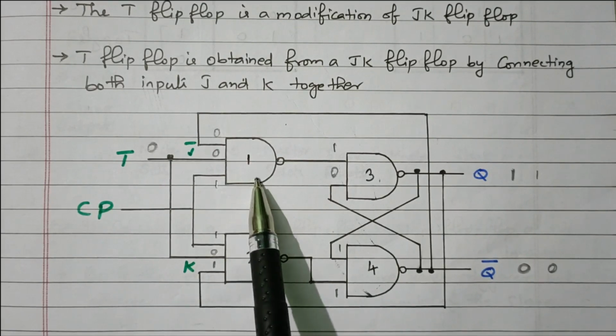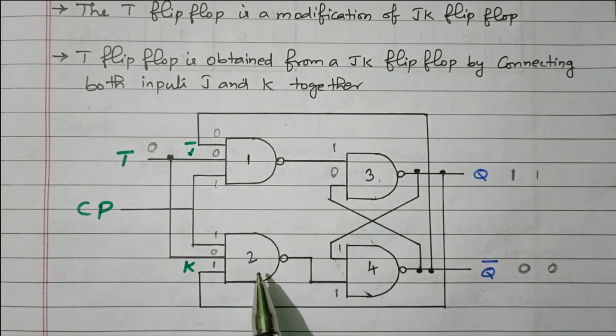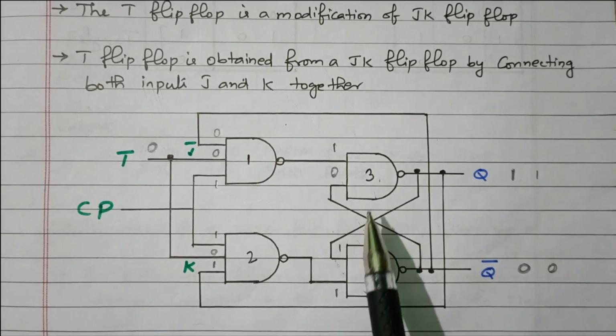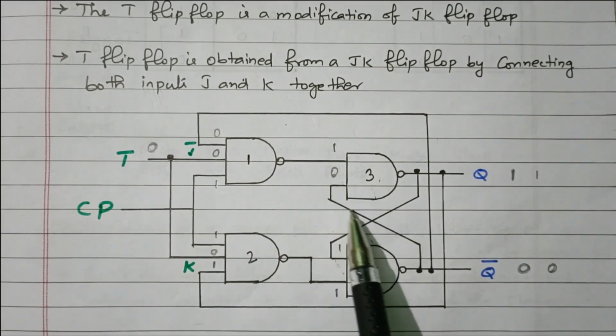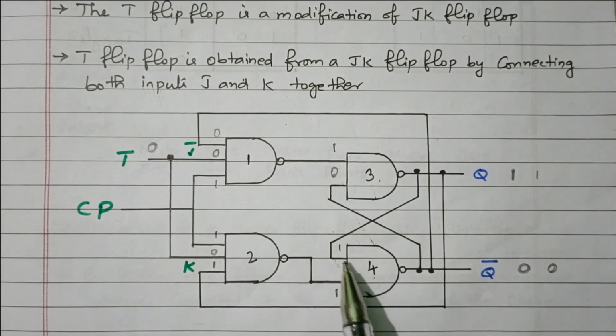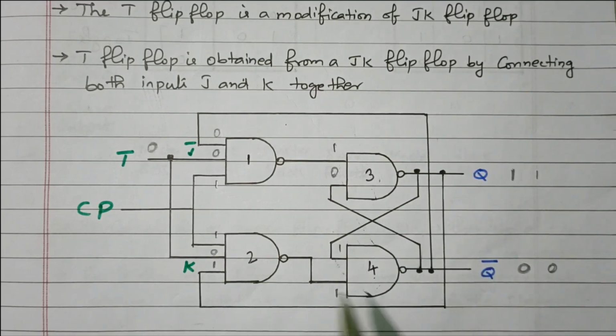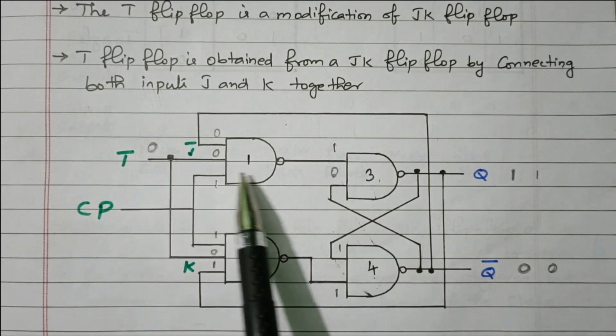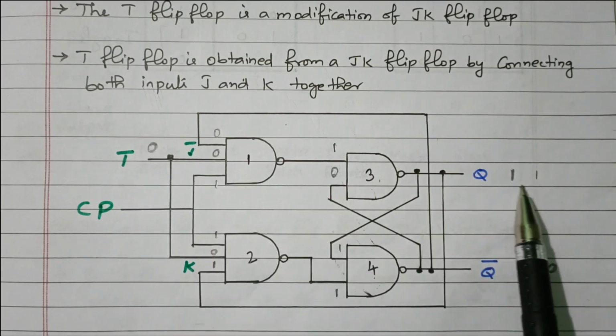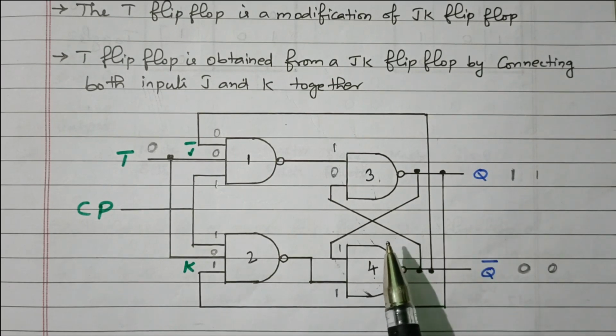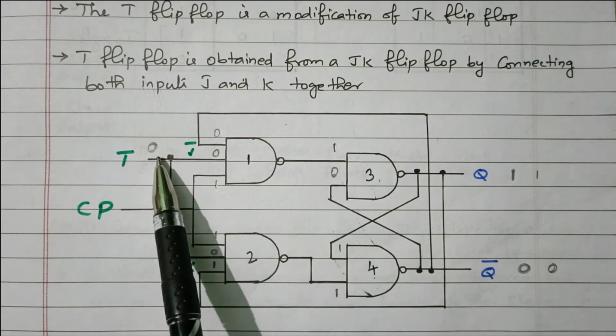So the output of the first NAND gate is connected to the third. The second NAND gate is connected to the fourth. The third NAND gate's one more input is Q bar. The fourth NAND gate's one more input is Q. That is interconnected, so that we get Q as the output, Q bar is the complement of the output. So this is the basic logic diagram of the T flip-flop. J and K getting the same input. For one sample input, we will verify the output, whether it changes and how it changes. After the truth table, we will verify this.